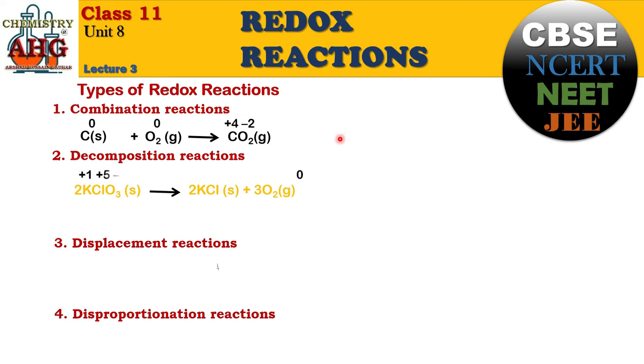If you look at the oxidation state of each element, you can see potassium, no change in the oxidation number. Chlorine, from positive 5, has become negative 1. So chlorine has been reduced. Look at oxygen, negative 2, it has become 0. Oxygen has been oxidized, chlorine has been reduced. So this is a redox reaction. But there are some exceptions. There are some decomposition reactions that are not redox reactions. For example, look at this example.